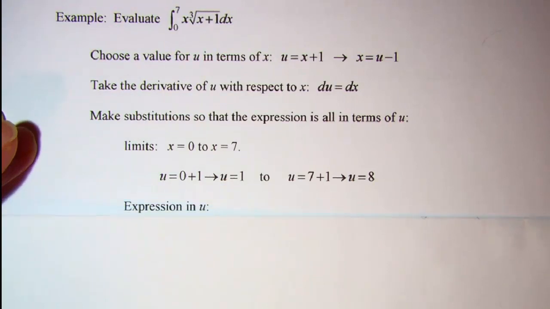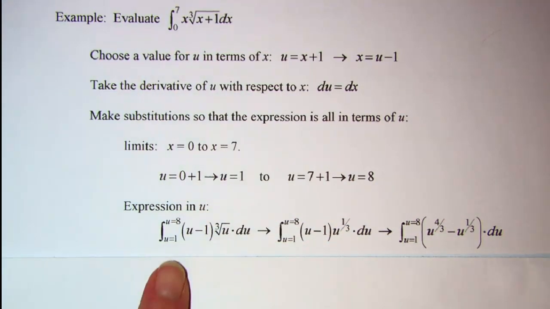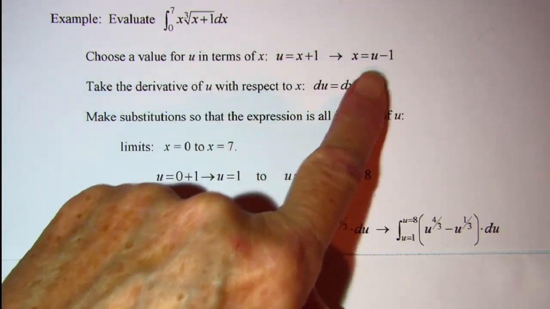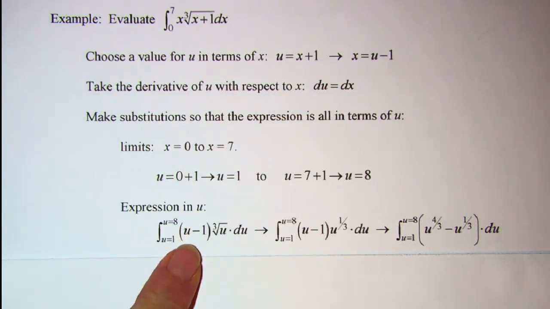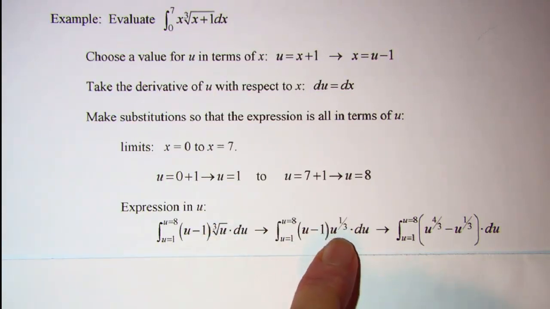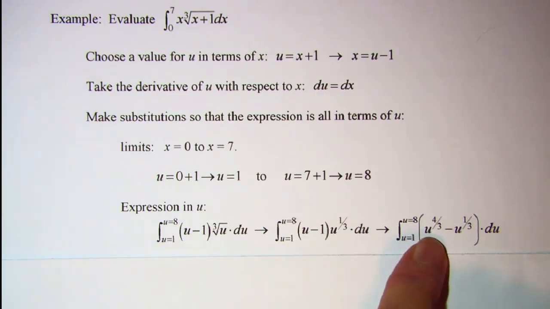So our expression in u is the definite integral from u equal 1 to u equal 8. And we're going to sub in place of the factor of x here, we're going to sub in u minus 1. So there's that factor, times the cube root of u, du. Let's write this cube root with an exponent, so we have u to the 1/3. And then when we distribute that u to the 1/3 through the binomial, we have u to the 4/3 subtract u to the 1/3.